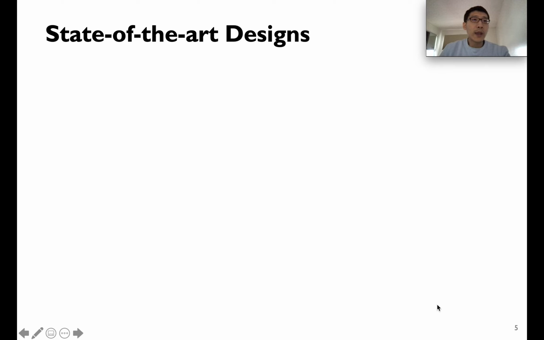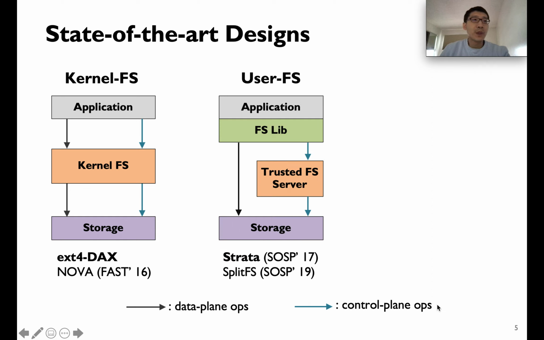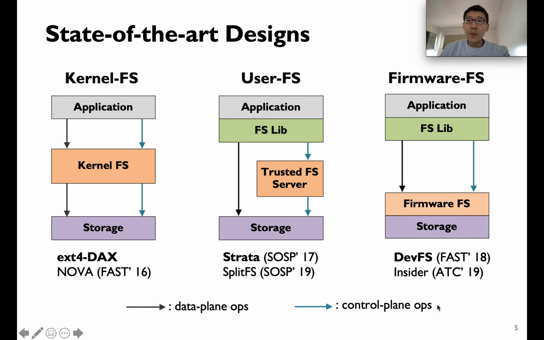There are roughly three categories of file system design. Kernel FS, where the entire file system is in the OS kernel managing data and metadata. User FS disaggregates data and control plane operations, where the data plane operations bypass the OS kernel. Firmware FS offloads the entire file system to storage firmware to provide direct access for all I/O requests.